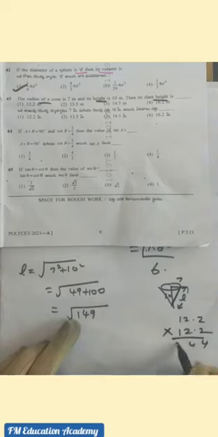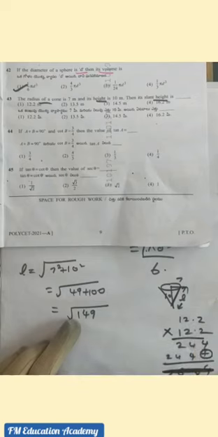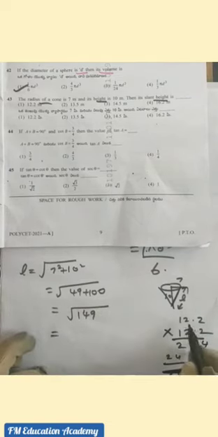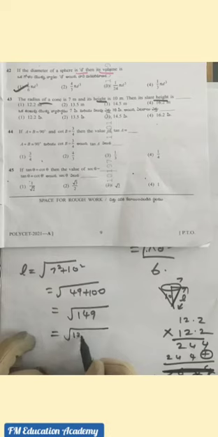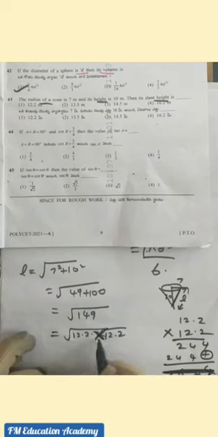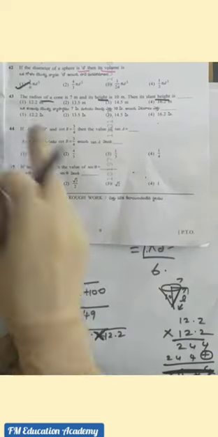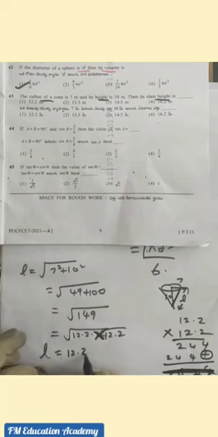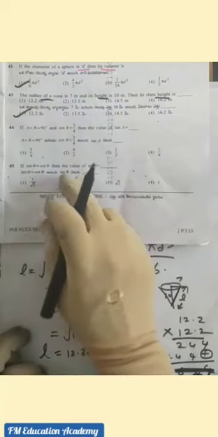2 2s are 4, 2 1s are 2, 1 2s are 2, 1 1s are 1. Adding up, 4, 8, 2 plus 4 is 6, 6 plus 2 is 8, 2 plus 2 is 4. So you are having 148.84, which is nothing but 12.2 into 12.2. So 149 can be written approximately as 12.2 into 12.2. Find out how? By using options. So we have slant height is 12.2 centimeter. That is option 1.